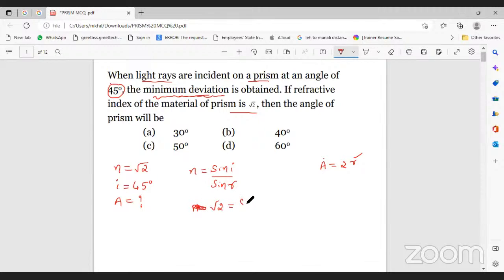So √2 equals sin 45 by sin r. What is sin 45? It is 1 by √2. Sin r stays in the denominator as it is, so you can cross multiply. If I cross multiply, sin r will be 1 divided by √2 into √2, which will be how much?